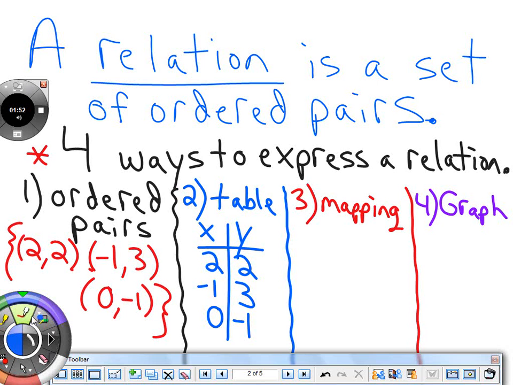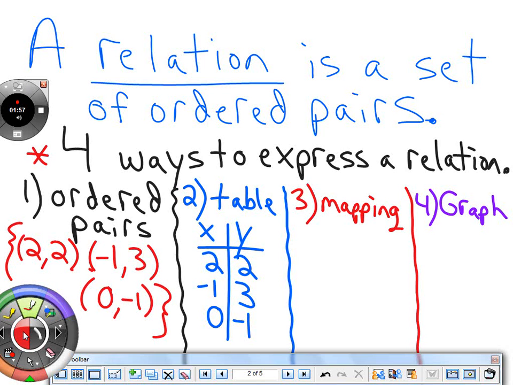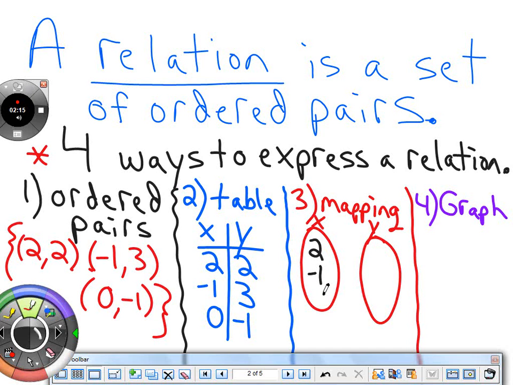And then we have mapping. Mapping is a little bit different. Mapping is when you have an oval, and then you've got another oval. The first oval is supposed to be the x, and the second oval is the y. You just put the numbers inside of there. So the x's, for this particular one, I'd have 2, -1, 0. And for the y's, I'd have 2, 3, and -1.